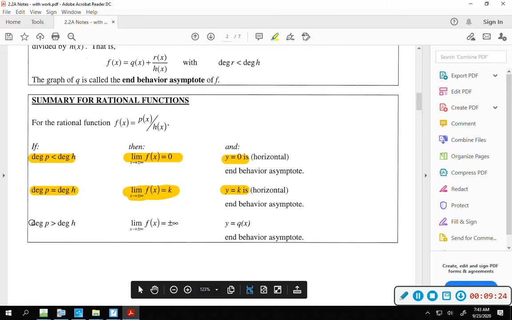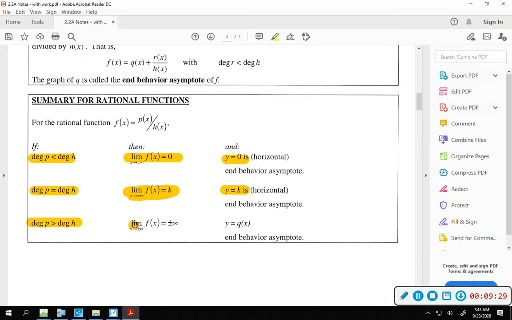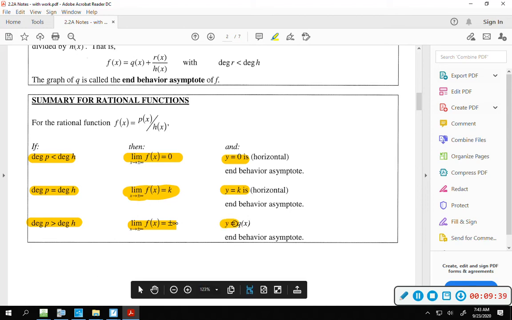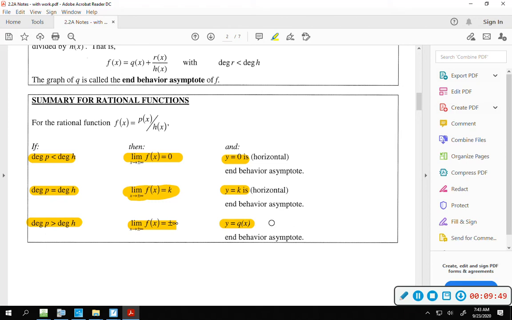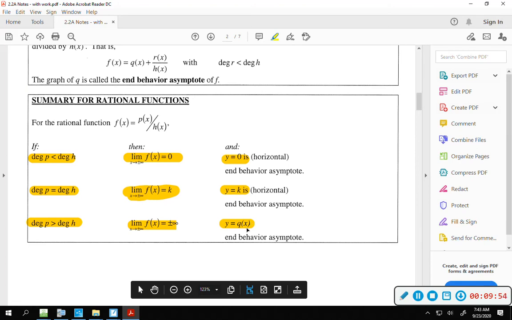And if the degree in the numerator is larger than the degree in the denominator, then the limiting value is always going to be either plus or minus infinity. We just got to decide which one. And y equals this quotient we just talked about up there is going to be an end behavior asymptote. If the degree in the numerator is 1 larger than the degree in the denominator, this will be a slant asymptote, a linear asymptote. If the degree in the numerator is 2 larger, this will be a quadratic end behavior model. If it's 3 larger, it'll be a cubic end behavior model. Okay?